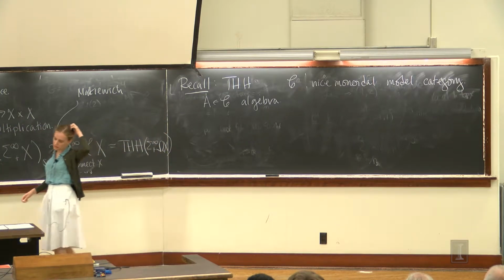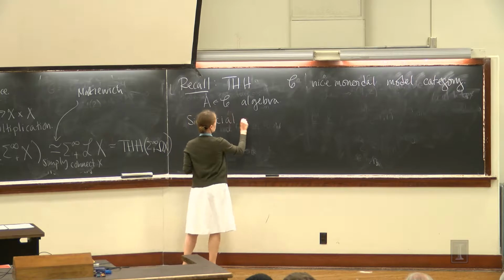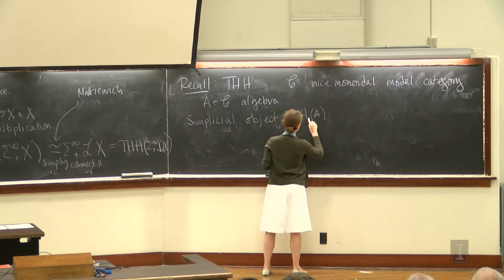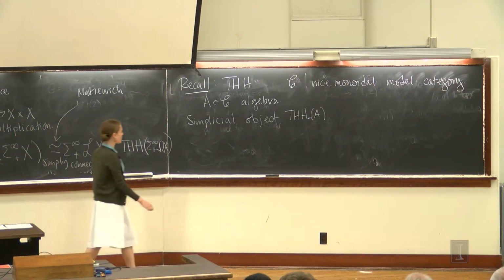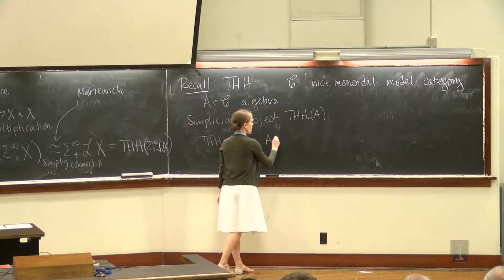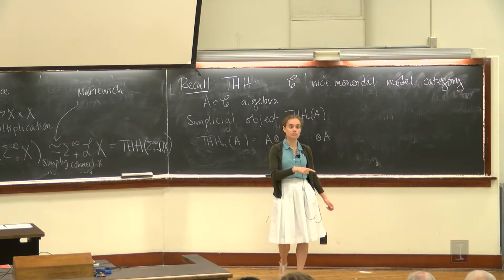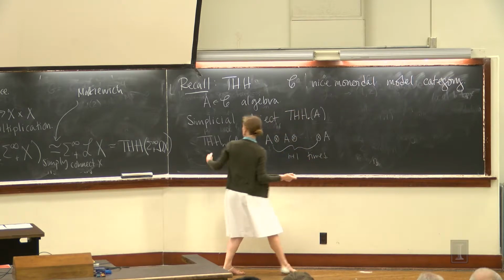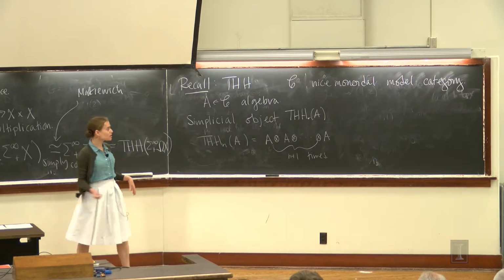So let's define our simplicial object, THH dot of A. Now I'm confused about my upper and lower dots. I did want that one to be a lower dot. Good. So what does it look like? At level n, THH n of A is going to be A tensor with itself, where tensor is the name of my monoidal structure in my nice monoidal model category, n plus 1 times. If it's going to be a simplicial object, I have to tell you about the face maps and the degeneracy maps. The face maps going down are going to be multiply.